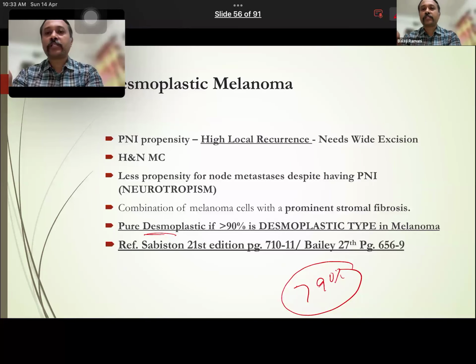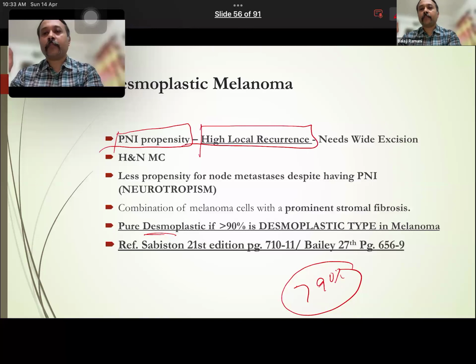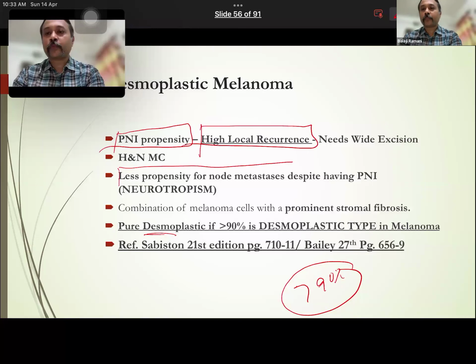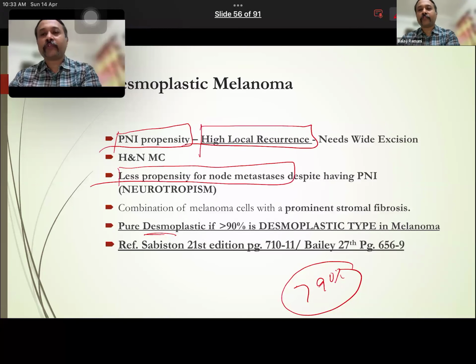The importance of this is it has a high degree of perineural invasion and a high chance of local recurrence. But at the same time, it has less propensity for nodal metastasis. So this is a kind of contradictory point. You have a high local recurrence, but a low chance of nodal spread. The reason is PNI is there, so it causes high local recurrence.